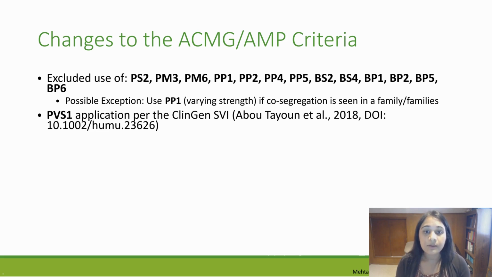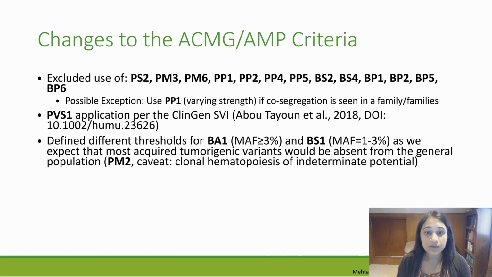For example, PVS1 rules were made more specific in a recent publication by the ClinGen Sequence Variant Interpretation Group, and we made it mandatory to follow the process set forth by this organization of experts. We also utilized data from the AMP-ASCO-CAP guidelines to direct our minor allele frequency cutoffs for BA1 and BS1. They surveyed laboratories to determine the MAF cutoffs used to establish a variant as being too frequent for disease.